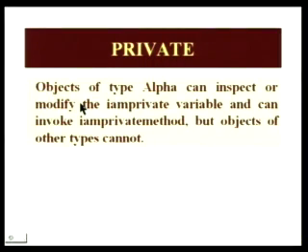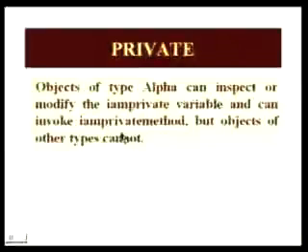Before that I am just giving you a hint about the scope of access. I am just trying to explain, and through an example I will ask you whether it is true or false. Objects of type Alpha can inspect or modify the IAM private variable and can invoke the IAM private method. Have you understood? Only objects of that type can access it, but objects of other types cannot.